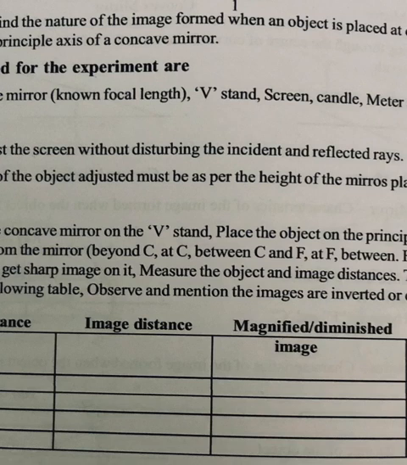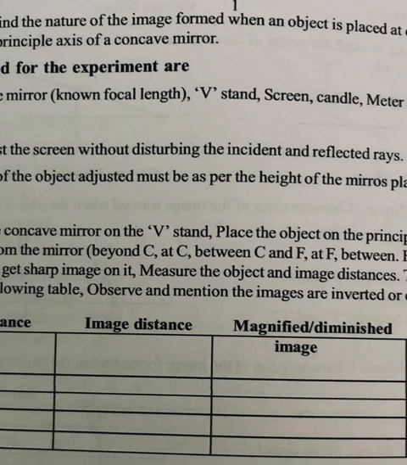Materials required: a candle, paper, a concave mirror (you should know about the focal length of this concave mirror), a V-stand, and a measuring tape or a meter scale. Precautions: adjust the screen without disturbing the incident and the reflected ray, and the size of the object should be the same height as the mirror which is placed on a V-stand.